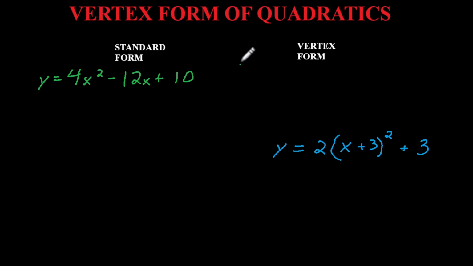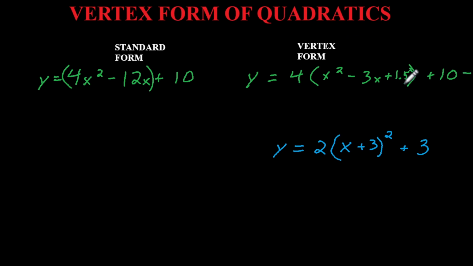Well, for the first one here, we're going to group these two together and pull out the 4. What I get inside is x squared minus 3x, leave a space for completing the square, plus 10. And then I take half of 3. This is an odd case for completing the square. And half of this is 1.5, 1.5 squared. We'll just leave it as is on that side, but 1.5 squared is 2.25 times 4 is 9. So I subtract 9 from the other side.